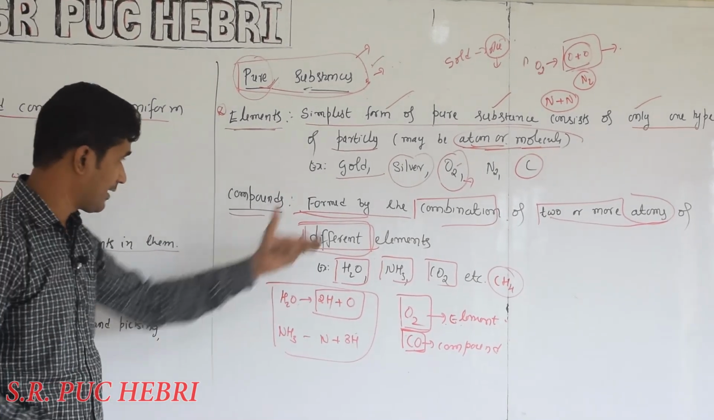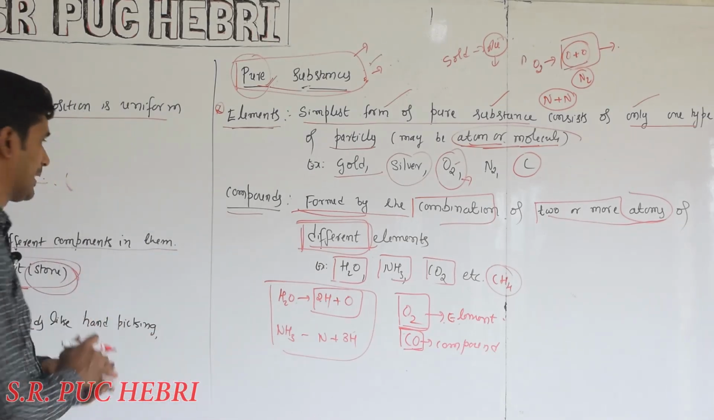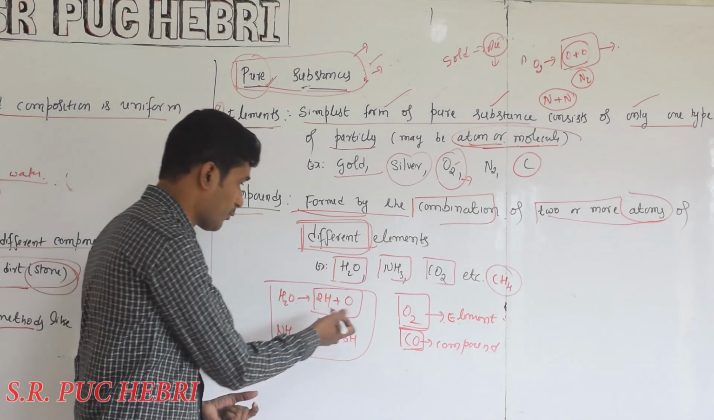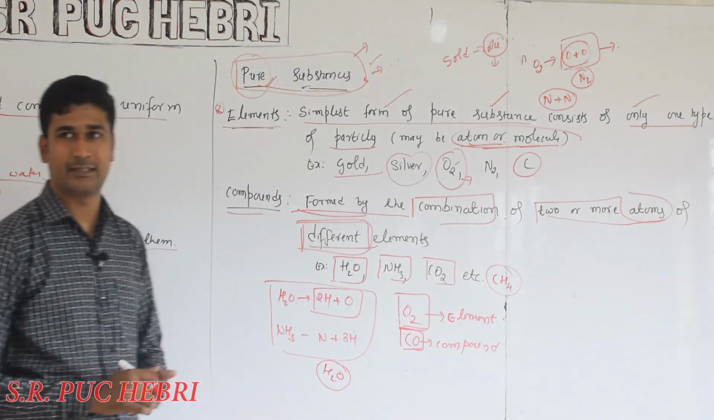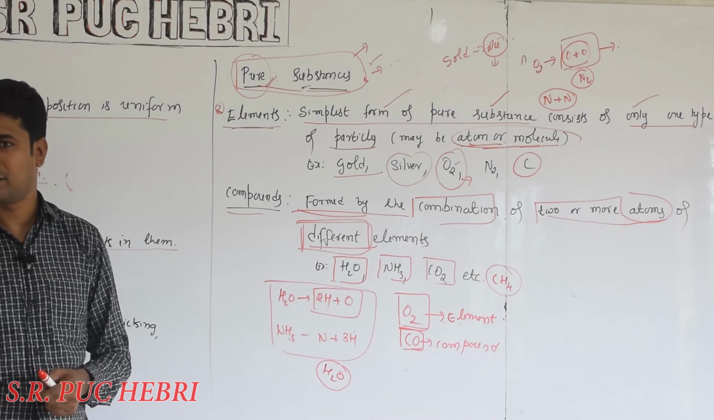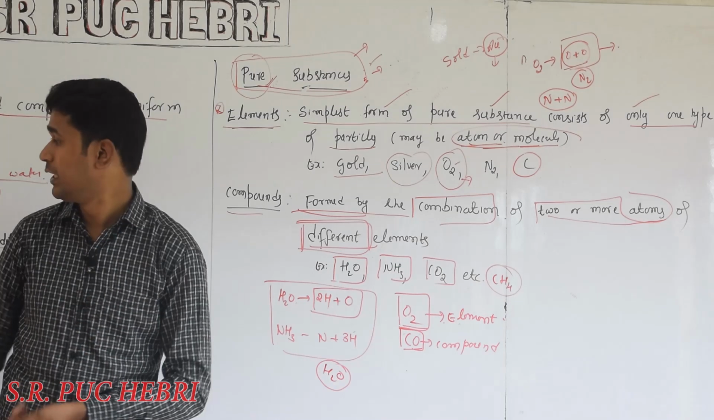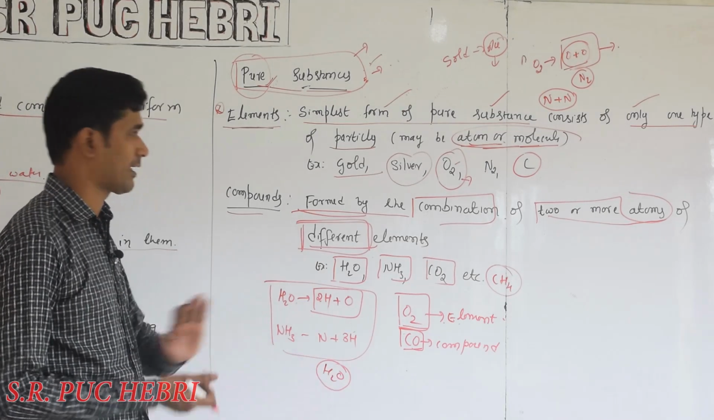You cannot separate the components of these pure substances by using simple physical methods. Here you cannot separate the atoms of a water molecule using the hand picking method. If you are given an H2O molecule and you want to remove hydrogen or oxygen, you cannot use the hand picking method. You cannot use this type of method.